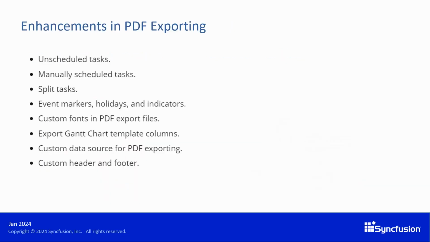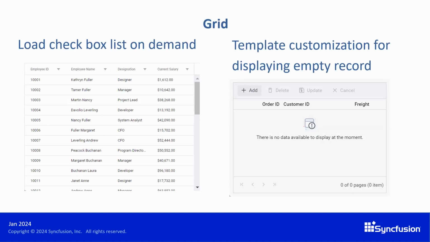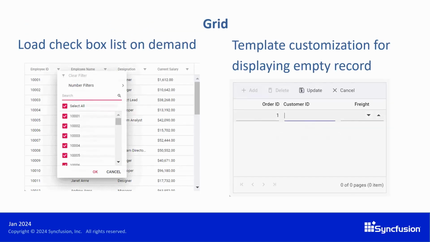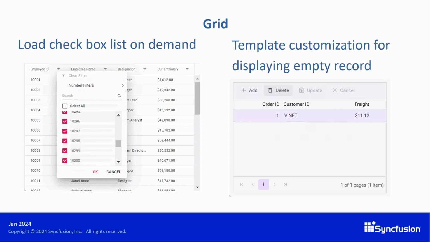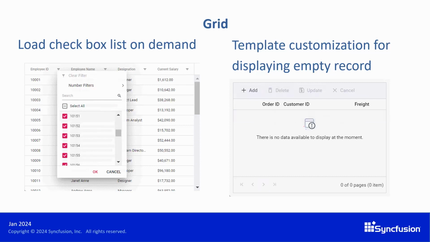The next update is a few enhancements have been made to the PDF exporting, comprehensive exporting, customization options, and data integrity. Next, let's see the updates in the grid component. Now you can load checkbox list on demand in Excel and checkbox filter dialogs. It loads the next set of data dynamically while working in larger data sets.